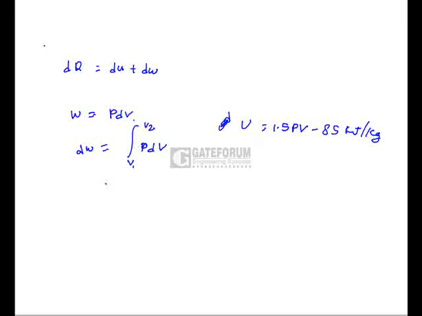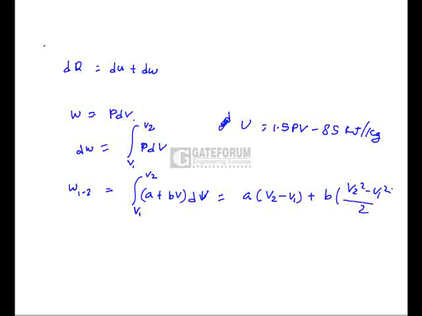So here we'll have to find out first the work done and then the change in internal energy. First calculate the work done, that is W1 to 2 is equal to the integral from V1 to V2 of P, where P is given by A plus BV, into dV. From this equation we get A into V2 minus V1 plus B into V2 square minus V1 square by 2. So now substitute all the values. We know A, we know the value of B and V2 and V1. On substitution of these values we get a value of 600 kilojoule per kg.